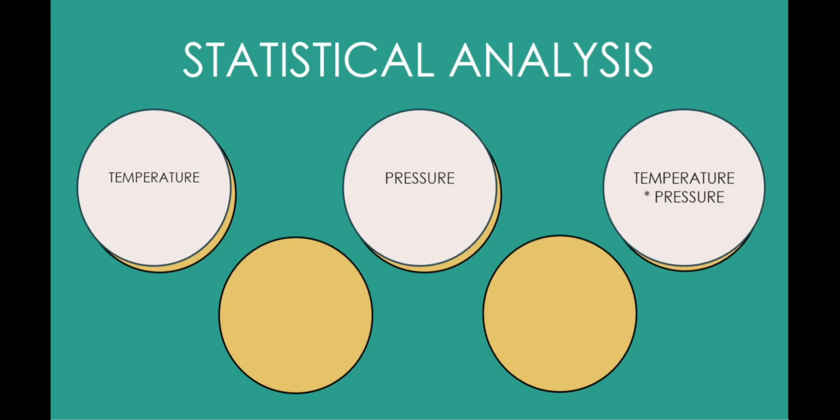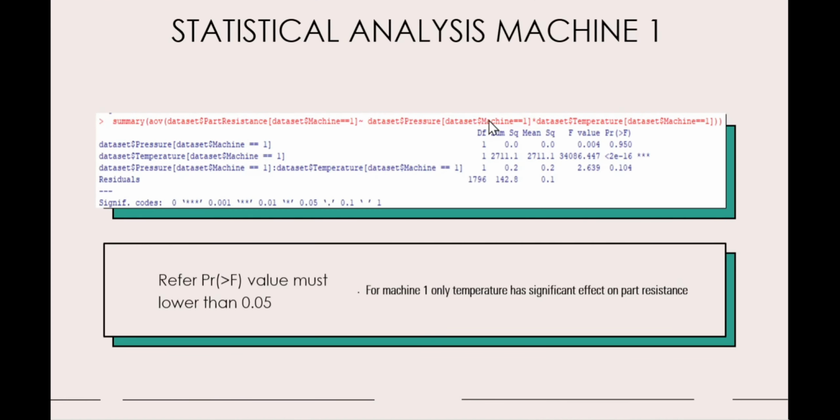Next, the statistical analysis. In this analysis, we use this coding, the red one. In this part, we focus on the PRF value. The PRF value must be lower than 0.05. If we see here, the temperature value is 2 exponent negative 16. So, for machine 1, only temperature has a significant effect on part resistance.